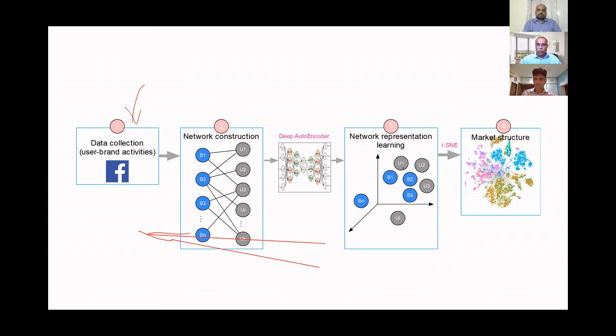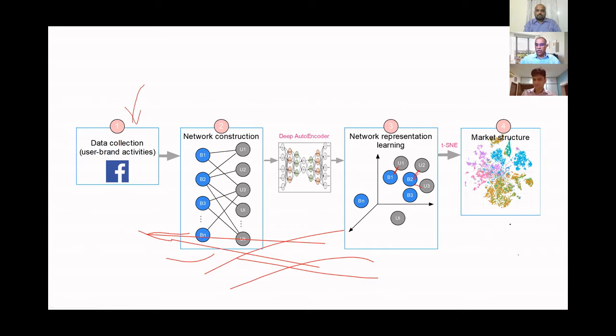And if I do that, what does that mean? It means that B1 and U1 are close, so they must be related to each other. U1 likes B1. U2 and B2 are close too. So basically, the representation captures many of the things that you're seeing in the network. Then you take this and feed it into a mapping software in order to create the market structure that you see.